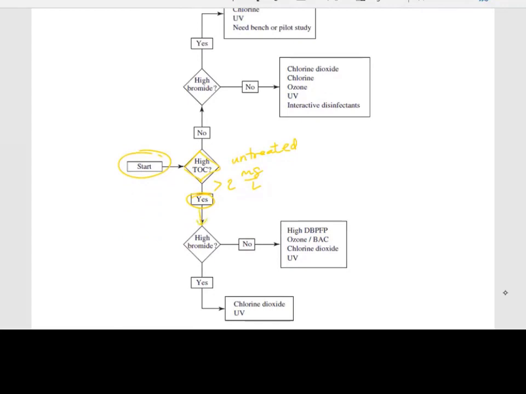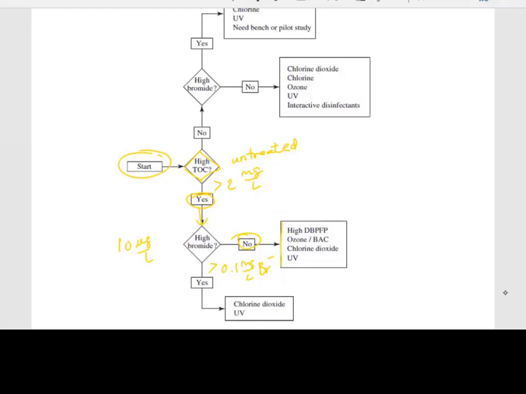The next question you're going to ask is, do you have high bromide? The criteria there is greater than 0.1 milligrams per liter of bromide. And we had 10 micrograms per liter, so the answer is no. So we can go here.